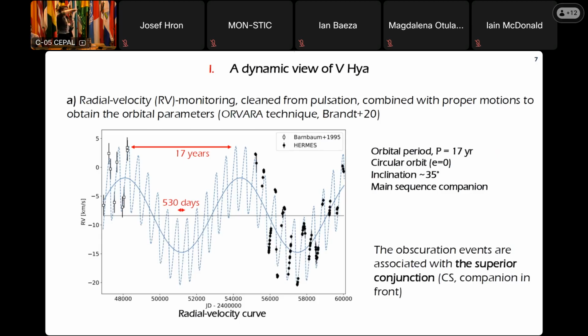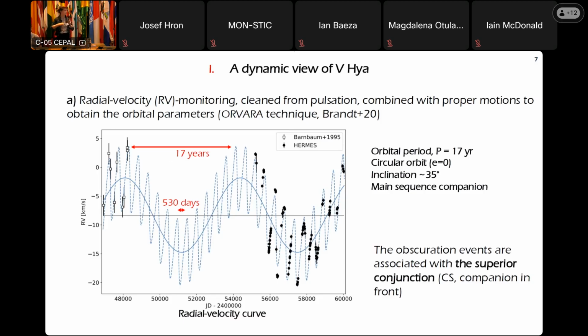Combining this radial velocity curve with astrometric indicators, as Lynn has just explained, we can retrieve the full orbital parameters, because with the radial velocity alone, it is not possible. And we can see that the orbit is circular with a period of 70 years, an inclination that is consistent with the large-scale morphology, and we can have an idea of the mass ratio; the companion is expected to be a main sequence companion.